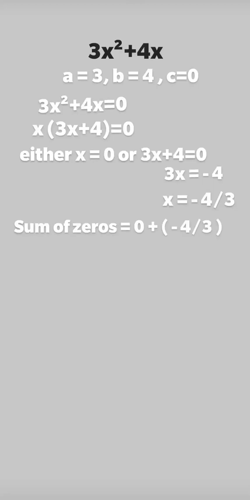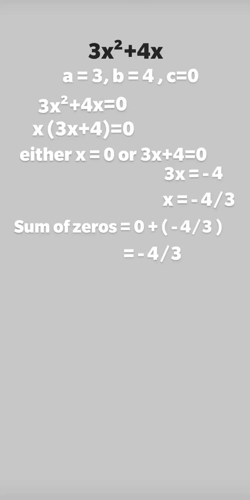Then let us find sum of zeros, 0 and -4/3. Therefore sum of zeros is equal to 0 plus (-4/3). And 0 plus (-4/3) is -4/3, because 0 is additive identity. So we got sum of zeros as -4/3.